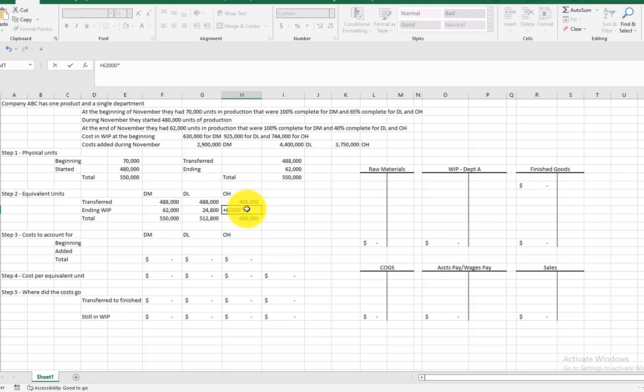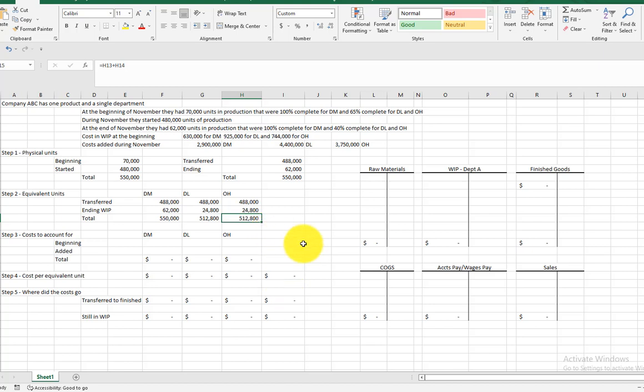So to get our equivalent units, we add the units transferred, which is the same for direct materials, direct labor, and overhead, and add to it the work in process, what we've worked on and completed so far, okay? 62,000, 24.8, and 24.8. So our equivalent units for direct materials is 550. Our equivalent units for direct labor and overhead is the same at 512,800.